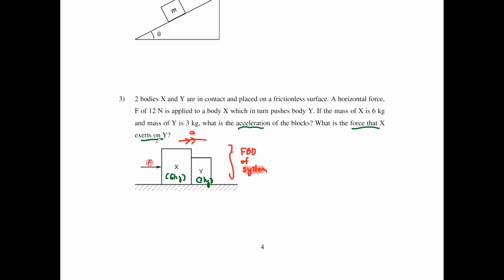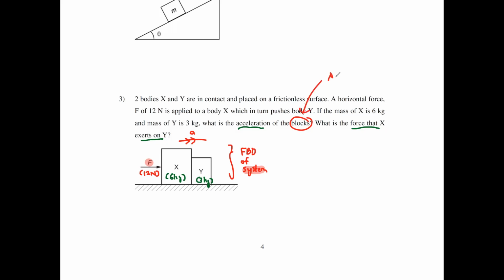So this is the free body diagram of the system. There's a force F of 12 newtons, and there's a mass of 6 kg for block X and 3 kg for block Y. Now you want to find the acceleration of the blocks, which implies the acceleration of block X and the acceleration of block Y.